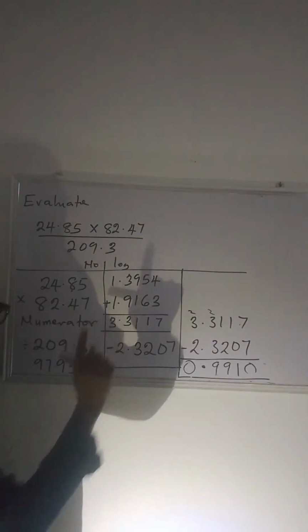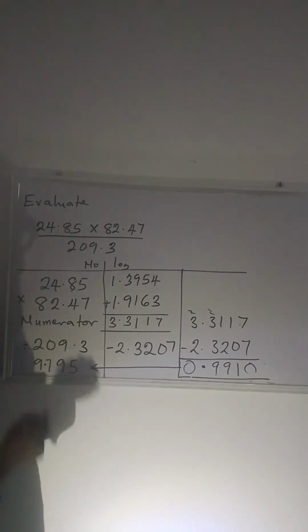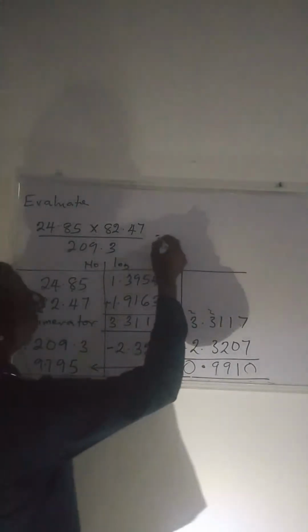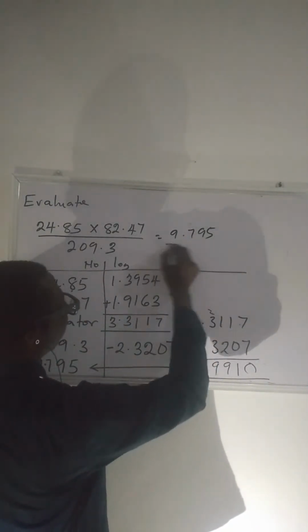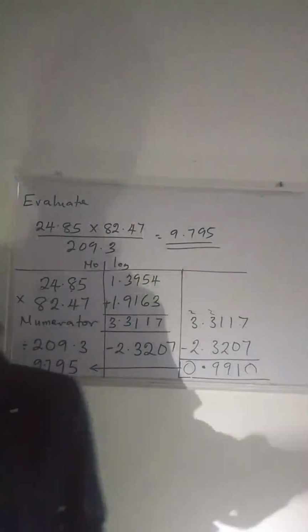1 plus 0 is 1. So you count 1 digit from the front here and you put the point. Now you count 1 digit, that's 9, and put a point here. So that is going to be the answer to that problem: 9.795.